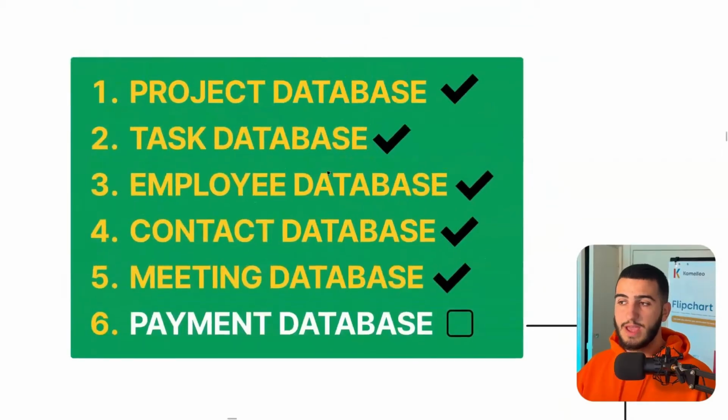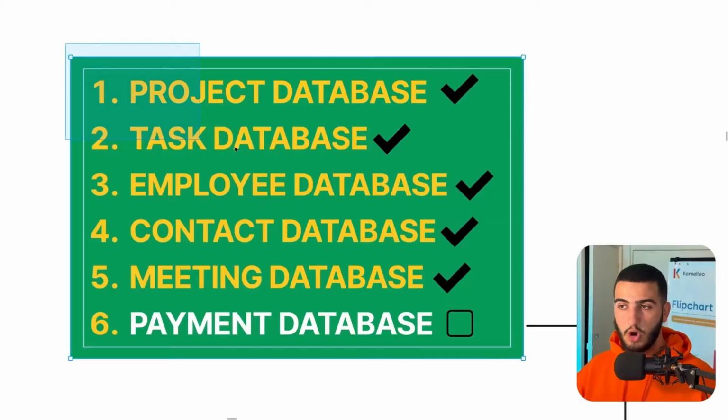In this example, we already have the project database set out, we already have the task database built out, we already have the employee database built out, we already have the contact database built out, and we also already have the meeting database built out. However, I'm going to be building the payment database from scratch to give you an example of why you can actually do this. And I'll also show you a copy of every single one of these databases. So if you wanted to, you could also build the other side of these things from scratch.